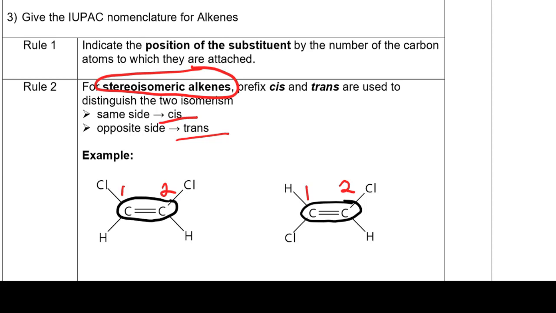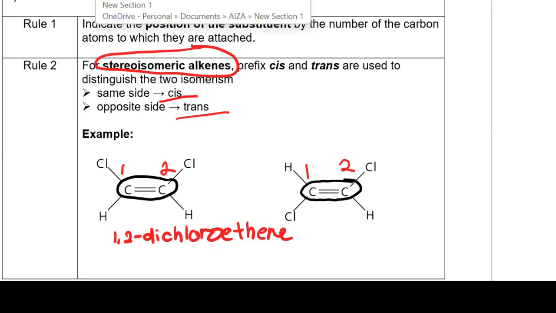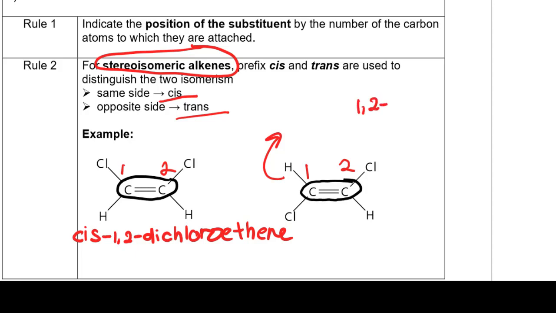So the name will be 1,2-dichloroethene. And then for this one, you only add the word cis and then a dash. Same goes for this one. So the name as usual is 1,2-dichloroethene. But this one is trans, so trans dash. That's it.